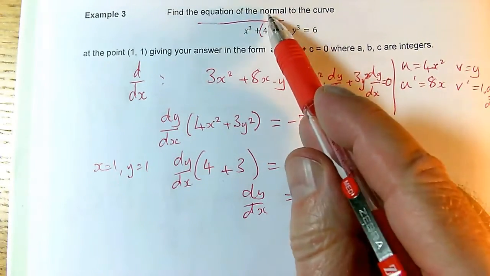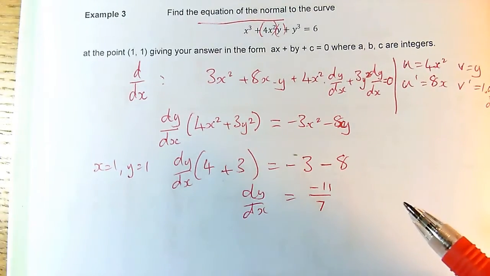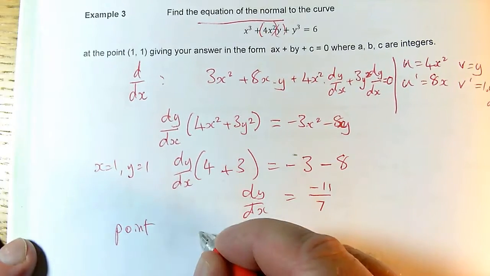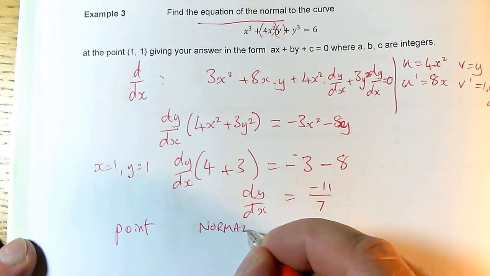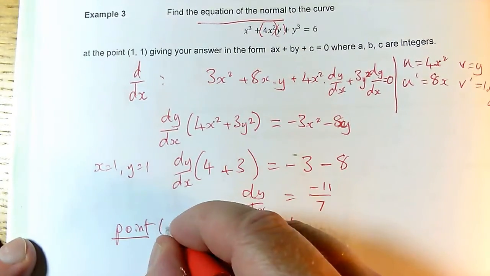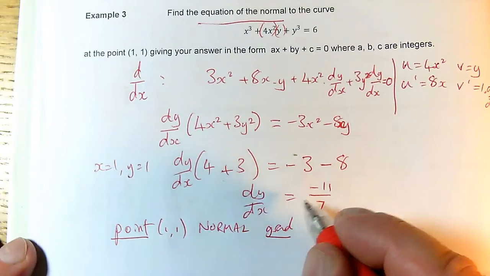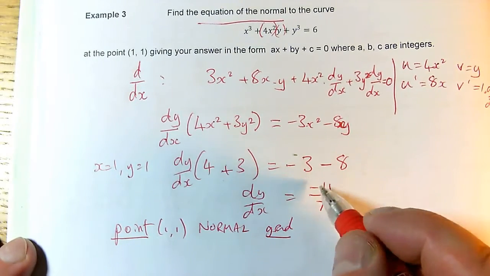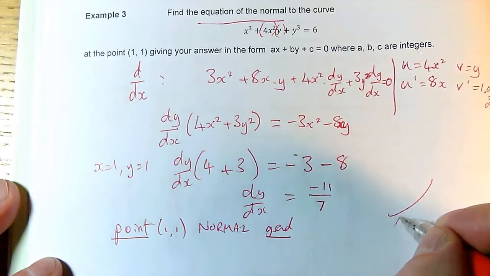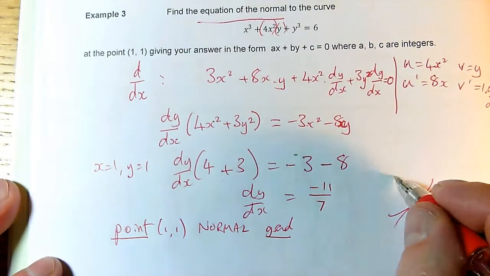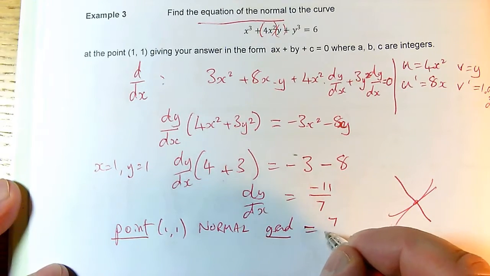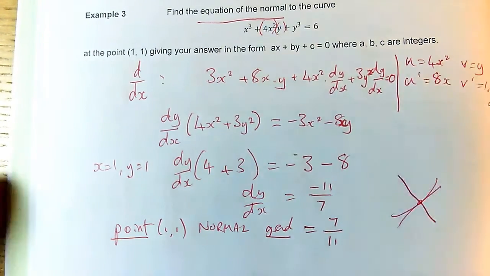And I want the normal. Now dy by dx gives me the gradient of the tangent. So I do my normal thing, it's a straight line. I set up my point and my normal gradient. So what's my point? Oh, it's just 1, 1. What's my normal gradient? Well, the gradient of the curve is minus 11 over 7. But that's the gradient of the tangent, isn't it? The gradient of the curve is the same as the gradient of the tangent. The gradient of the normal is the negative reciprocal of that, so I need 7 over 11. Turn it upside down and make it negative.